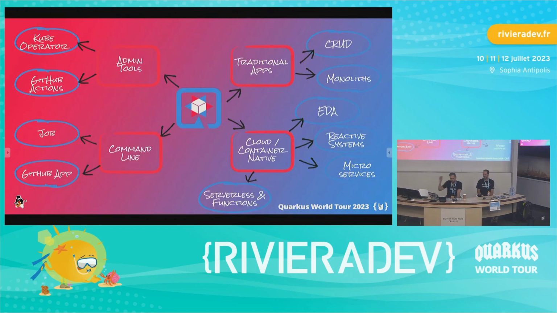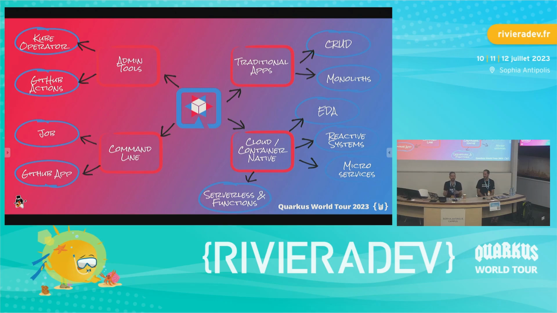And then just to show you what kind of applications you can use Quarkus for, in short, anything. But you can see here, for example, you can create Kubernetes operators with Quarkus. So there's a development kit and SDK for that. You can create jobs, GitHub applications, traditional Java applications as well.